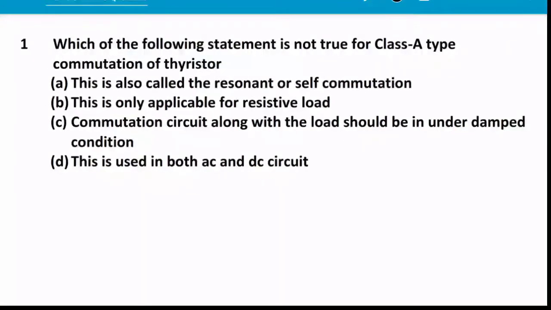Question number 1. Which of the following statement is not true for class A type commutation for thyristor? Option A. This is also called the resonant or self commutation. Option B. This is only applicable for resistive load. Option C. Commutation circuit along with the load should be in underdamped condition. Option D. This is used for both AC and DC circuit.